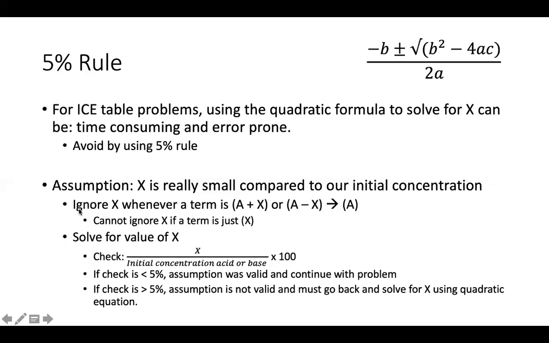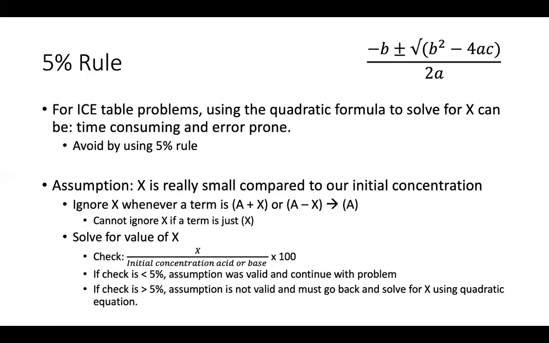Okay, and so based on this assumption, we're going to ignore X whenever a term is A plus X or A minus X, right? And A typically is your initial concentration, right? So A would be some numerical value. Okay, and so whenever you see A plus X or A minus X, whenever you use the 5% rule, you're just going to pretend that plus or minus X does not exist. Okay, and so if you had A plus X or A minus X, you're going to ignore the X, and it's just going to become whatever that initial value was, right?